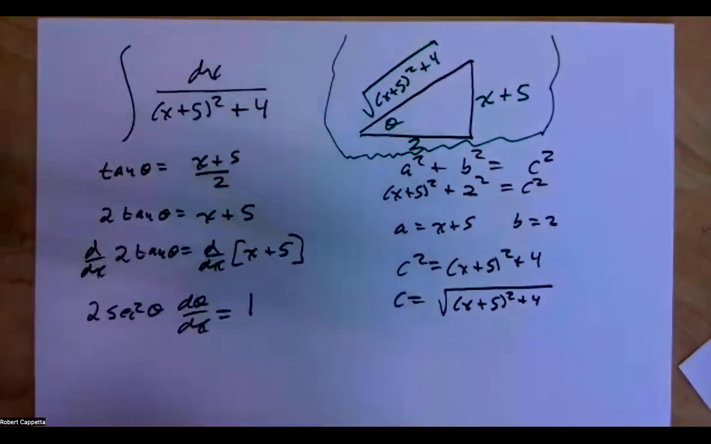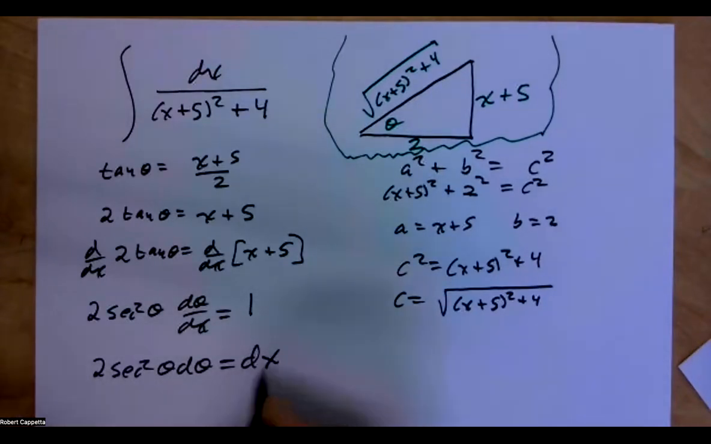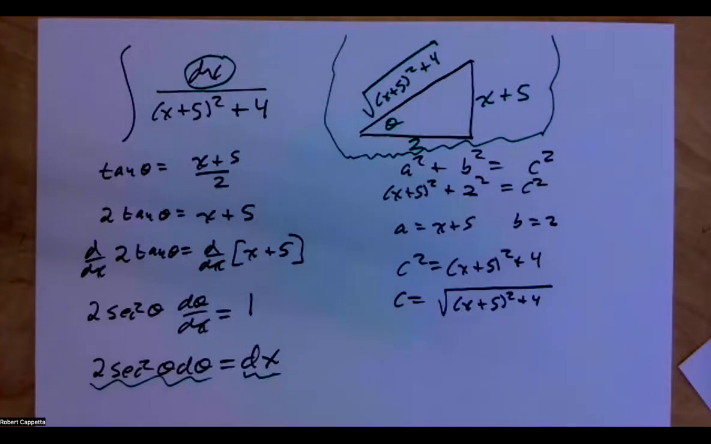And you'll notice I need to solve for dx, so I get that sort of automatically here. 2 secant squared theta d theta equals dx. So this is dx and will get substituted here when the time comes.